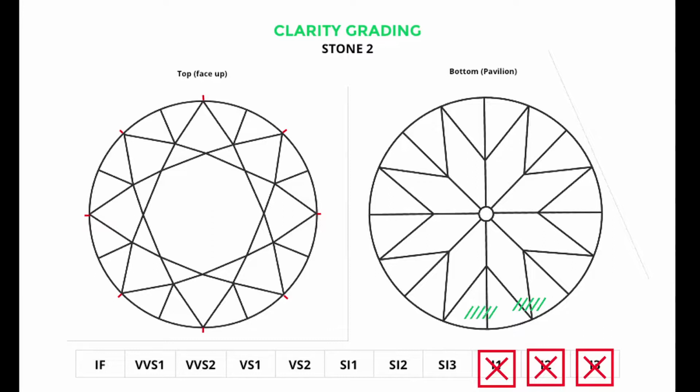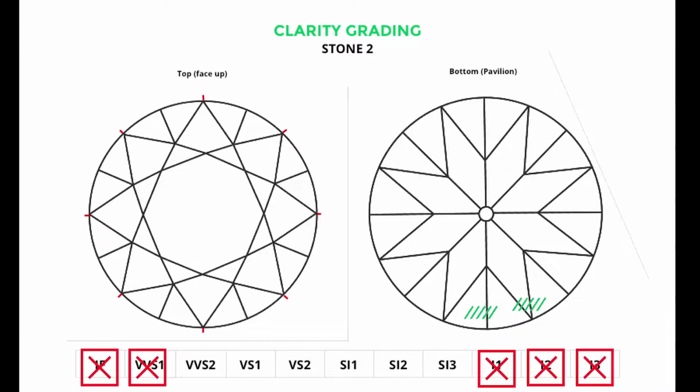Correct. Can it be internally flawless? You say, no, it cannot be, because I've marked stuff running into the stone face up, and there's stuff on the back. It can't be IF. And because it's marked face up, it can't be VVS1. I said, okay. What about the SI grades?